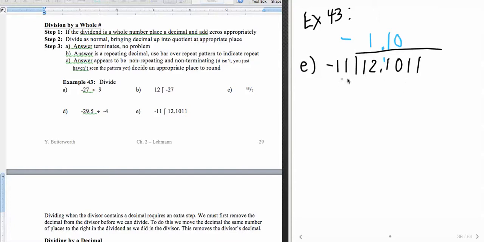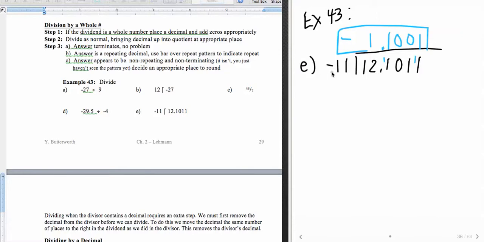And then we have 11 will not go into 1. So 0 there, but 0 times 11 is 0. 1 minus 0 is 1. And now we have 11 going into 11 one time. And so there's our answer. It is terminating. But a lot of times this mistake will get made. We won't get the zeros in there. So that's why I wanted to get that example in.